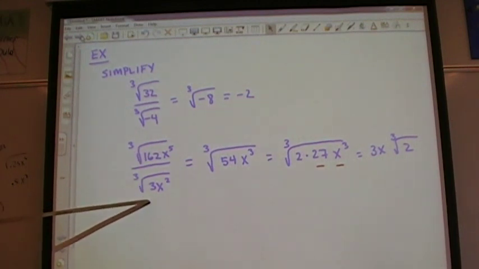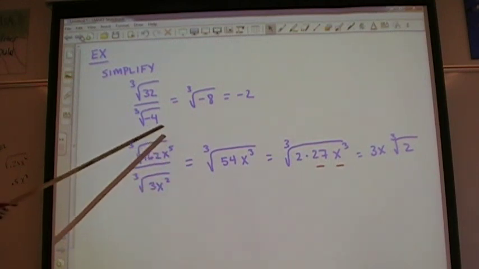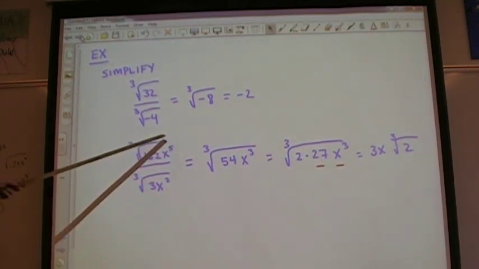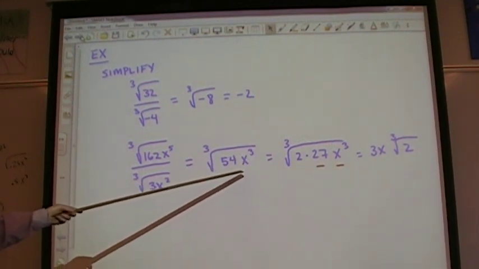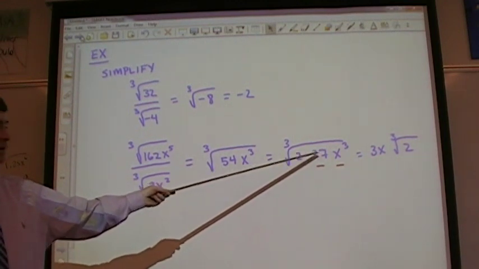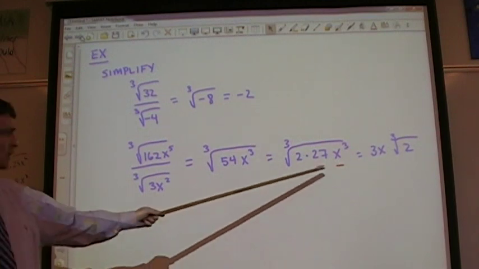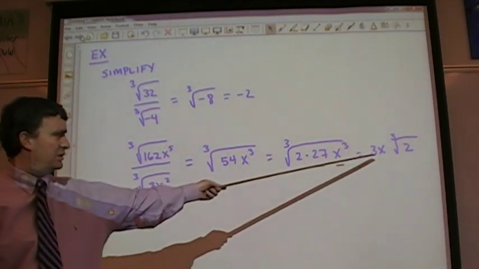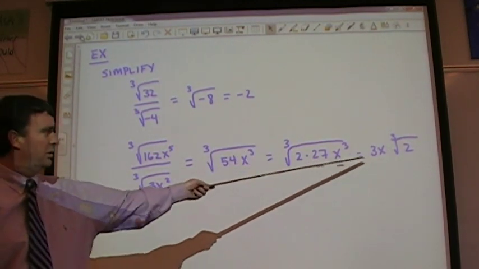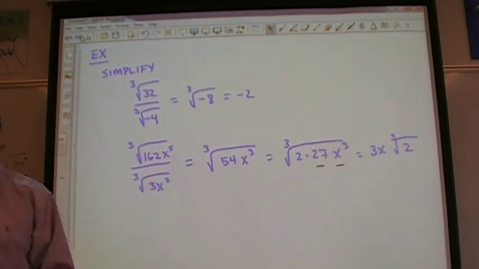What's 162 divided by 3? 54. X to the 5th divided by x squared. What do you do to exponents when you're dividing variables? Subtract them. So 5 minus 2 is 3. Break up the 54 as 2 and 27. And I underlined the perfect cubes for you. The cube root of 27 comes out as 3. The cube root of x cubed comes out as x. And I'm left with 2 under the radical. Okay?